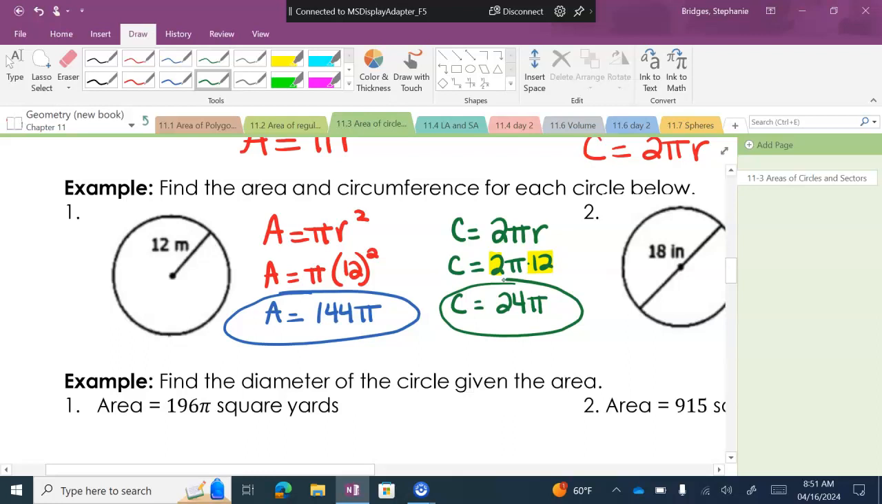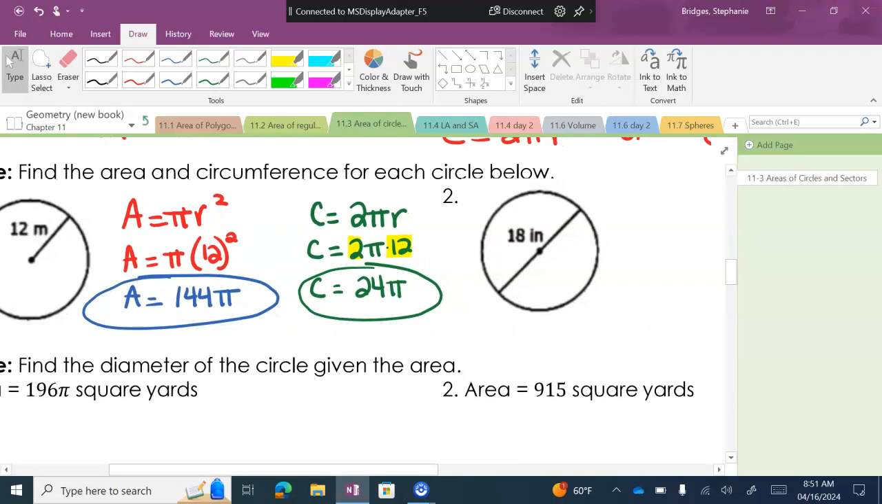All right, look at picture number 2. Am I given the radius or the diameter? Diameter. But for the area, I have to know what the radius is. I'm going to let you do the work after we discuss this. If the diameter the whole way across is 18, what would the radius be, which is only halfway across? 9. Okay. So your radius is 9.